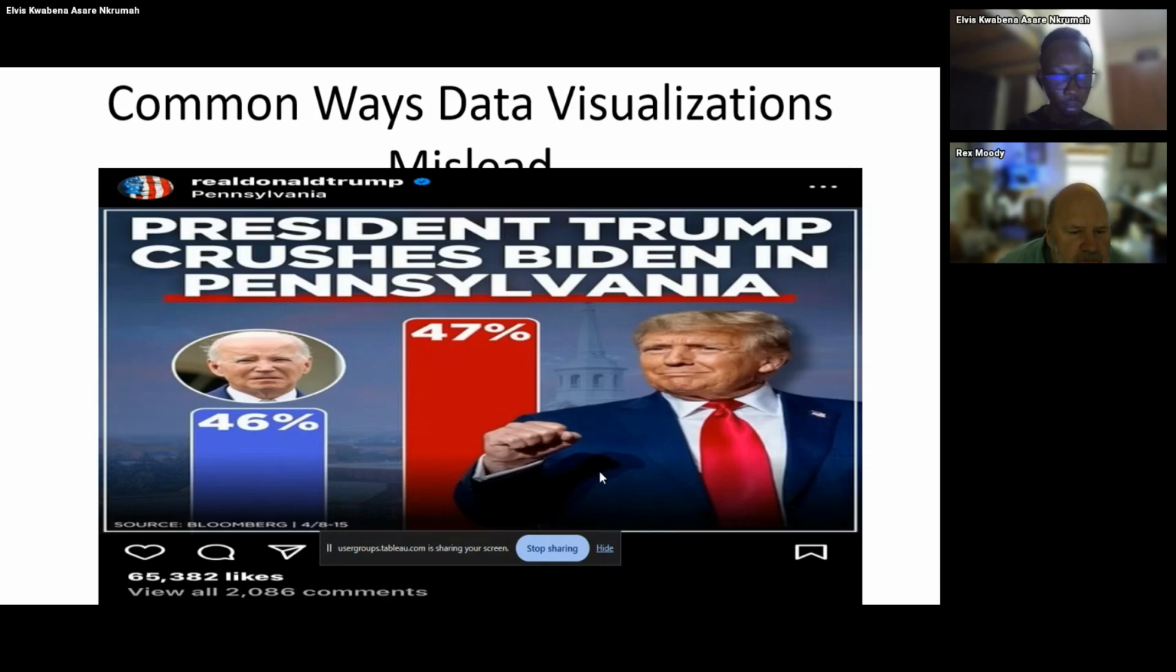Thirdly, can we observe this chart? What problem do you think there is with this chart? So this was a post on Instagram during President Trump, so it's a news item: President Trump crashes Biden in Pennsylvania. Can you observe what the issue is with this chart? You can unmute and speak.